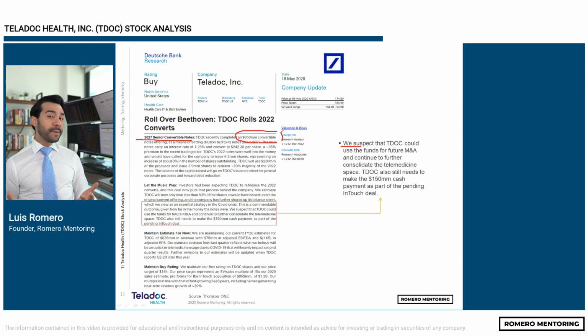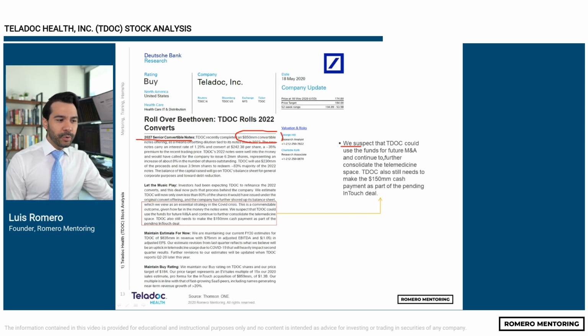Now that $850 million, what are they going to do with that money? Well, they're going to invest it in their infrastructure. Deutsche Bank thinks that they're going to use some of that capital to be deployed in future M&A activity. This is quite interesting. So we suspect that Teladoc could use the funds for future M&A and continue to further consolidate the telemedicine space. Interesting. Teladoc also still needs to make the $150 million cash payment as part of their pending InTouch deal.